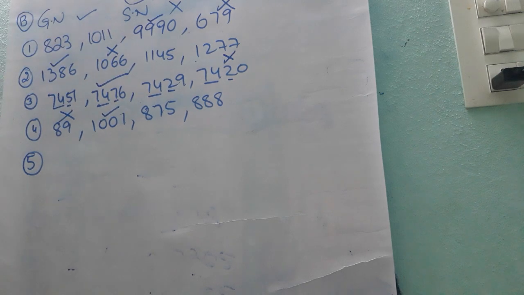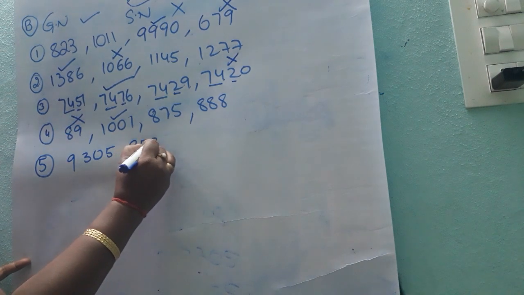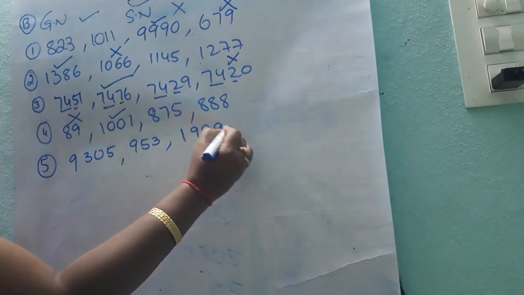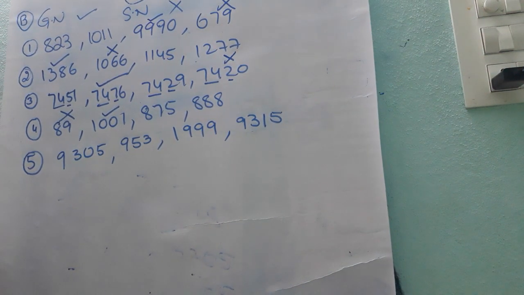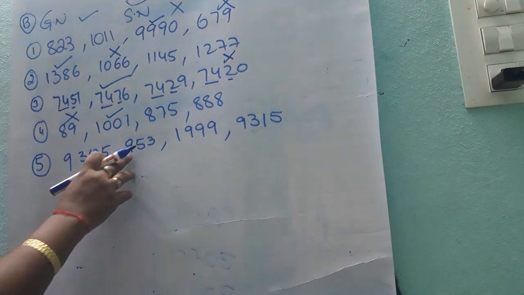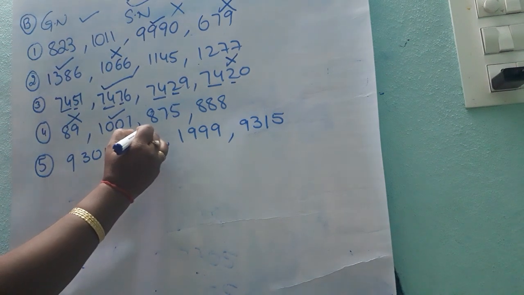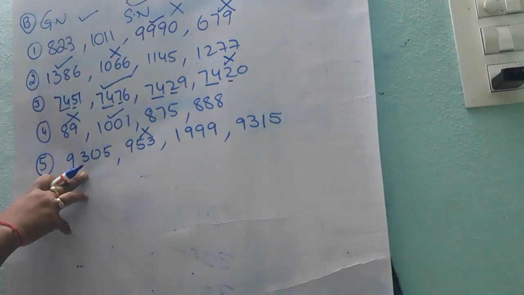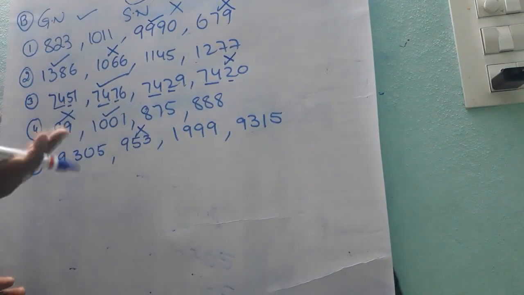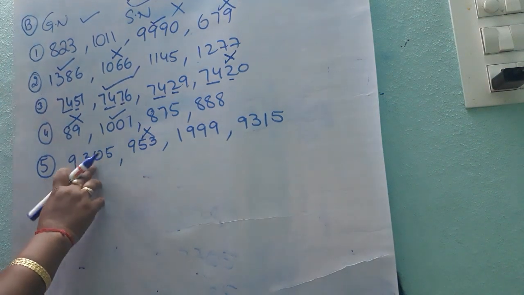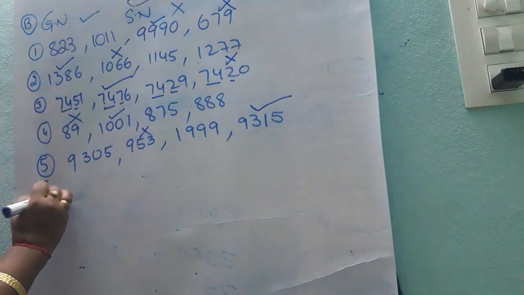Fifth one, 9,305, 9,953, 1,999, 9,315. Okay children, if you observe these numbers, which is smaller? 9,900s, 1,900s. 1,900s is the smaller one. Next, 9,300, 9,300. Both are having 9,000s. These two are greater. In these two, which is greater of both? 9,305, 9,315. It is more. Give tick mark.